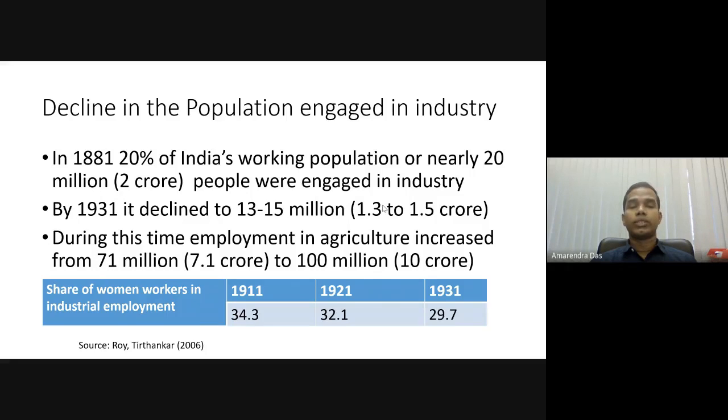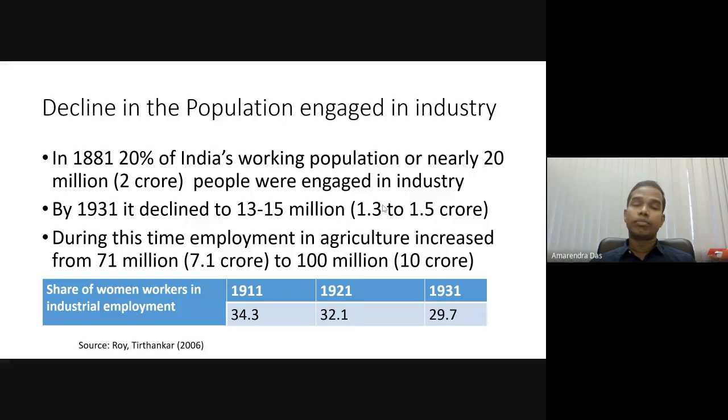Now, Tirthankar Roy, who is a prominent figure in the field of Indian economic history, says that women were affected the most. Since systematic data are not available before, because of the occupation classifications, we see that in the 1911 census, about 34.3 percent of people employed in industry were women, and that had fallen to 29.7 percent. So the share of women workers in industrial employment had fallen from 34 to 29.7 percent between 1911 and 1931.